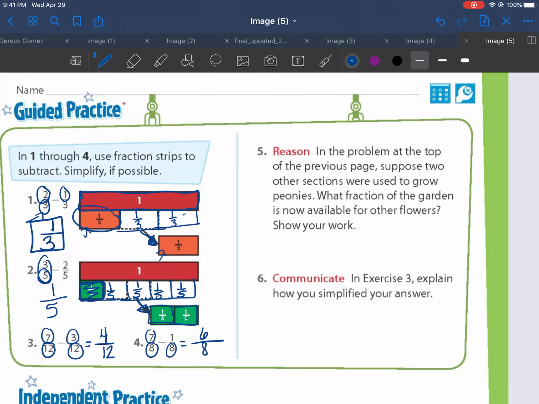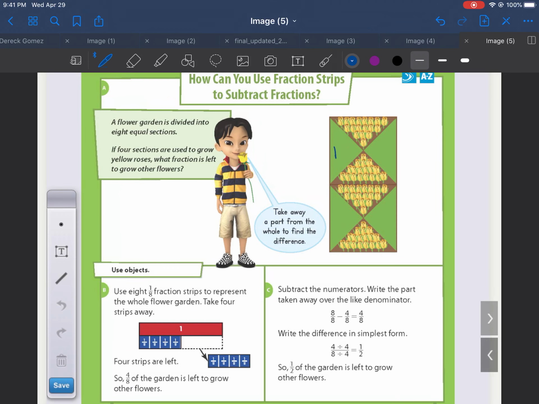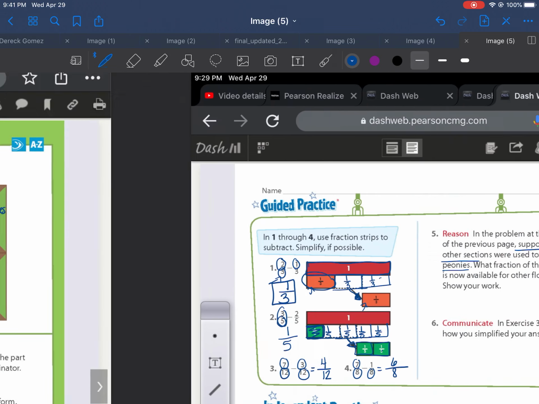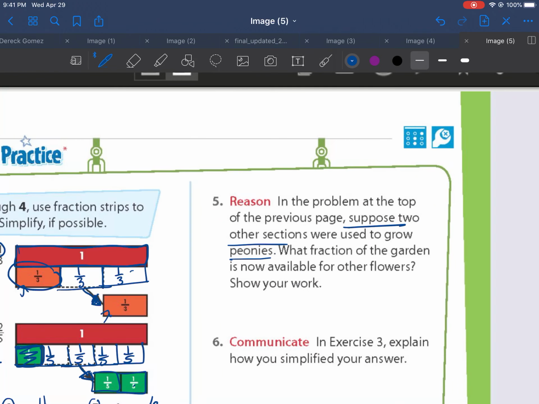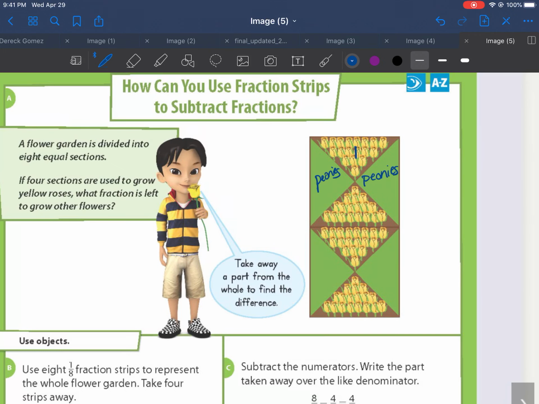I'm going to go ahead and go into question number 5. It says, in the problem at the top of the previous page, suppose 2 other sections were used to grow peonies. So I'm going to go over here. And then it said that 2 of them were for peonies. Peonies, peonies, 2 of them. What fraction of the garden is now available for other flowers?